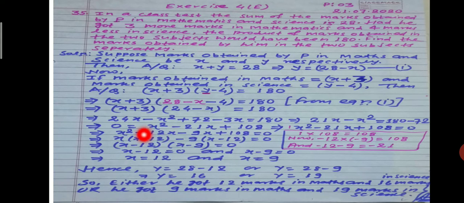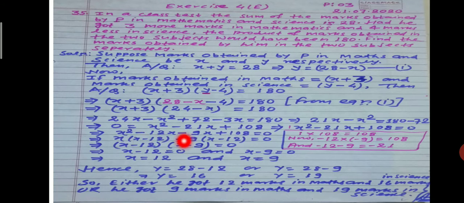Now in these two terms x is common, so here x will be left and here 12 will be left, and minus 9 is common in these two terms, then here x will be left, and minus when multiplied by plus will be minus 9. 108 divided by 9 will be equal to 12, is equal to 0.